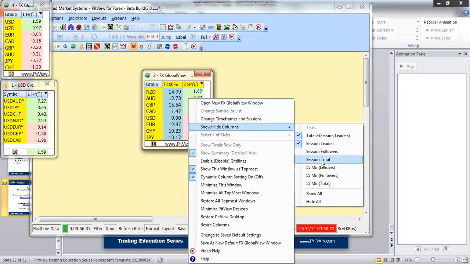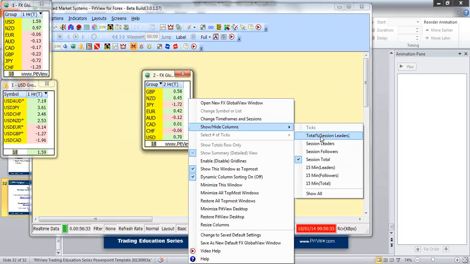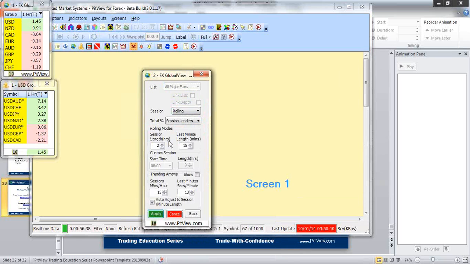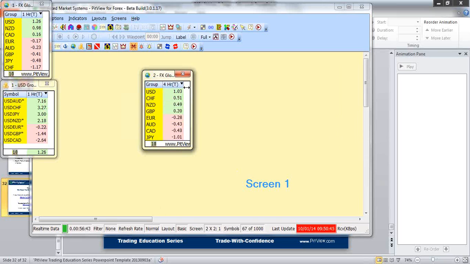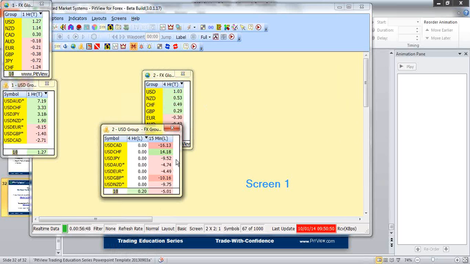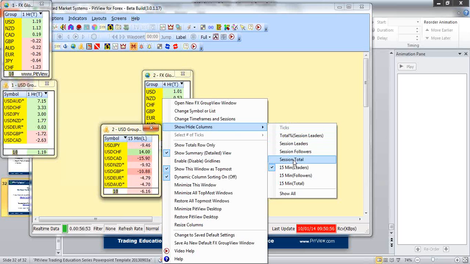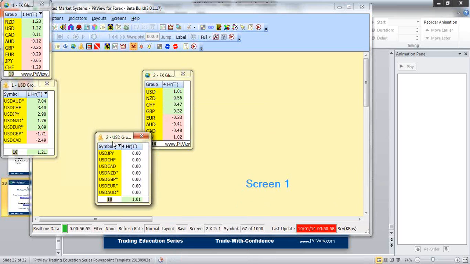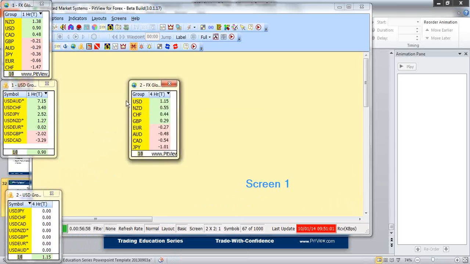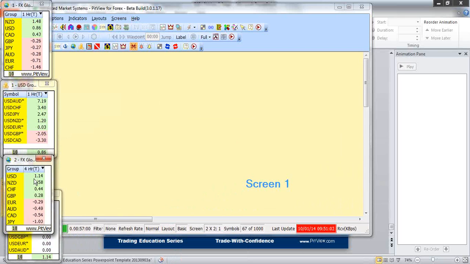And again, all I'm going to do is bring up the session totals. That's all I want, session total. I'll go to change time frames. I'll put up a 4 hour chart on this also. In group view, I like to do the same thing. I like to look just at the session totals. For some reason, it's not pulling up right now, but I do see the dollar still very much well bid over the last 4 hours.